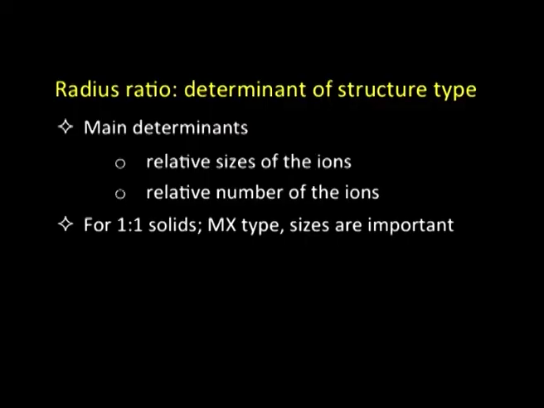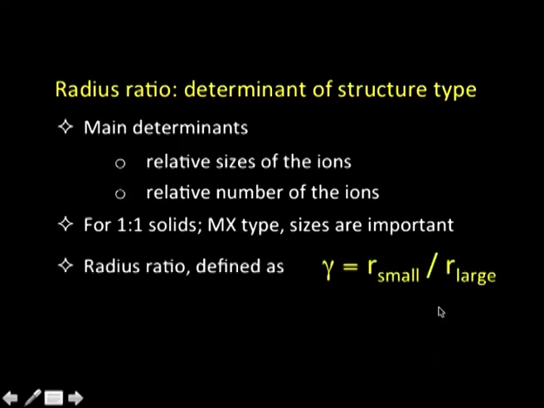In such cases, we find that it is the size which is important here. The number is not relevant here, because we are talking about the number being fixed as 1:1. Okay. If size is important, how do we bring in the size over here? Size is brought in terms of a concept called the radius ratio, which is defined as gamma to be equal to r small by r large.